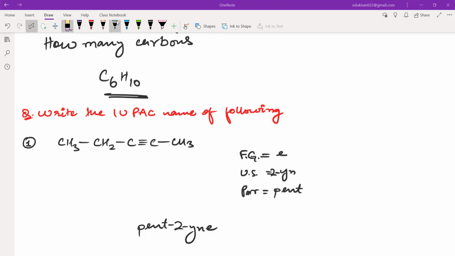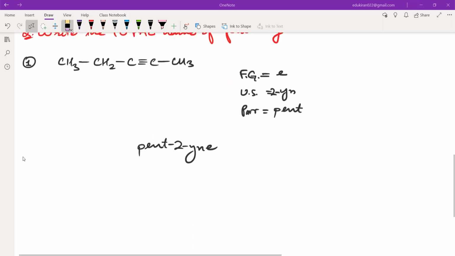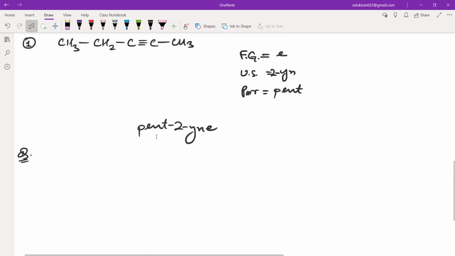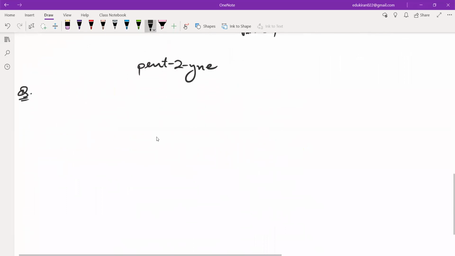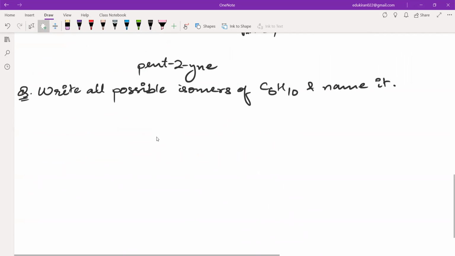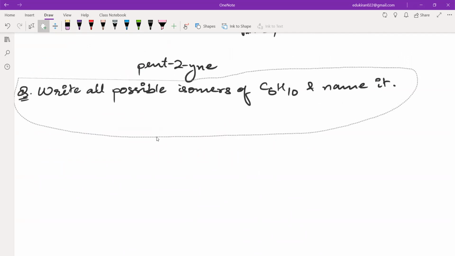Let us start. I am giving you a question. We have written this now, the fifth member of alkyne, C6H10. You have to write all possible isomers of C6H10 and name them. Okay, this is going to be homework. And we will do this in red, so it will be easier for you guys to remember.